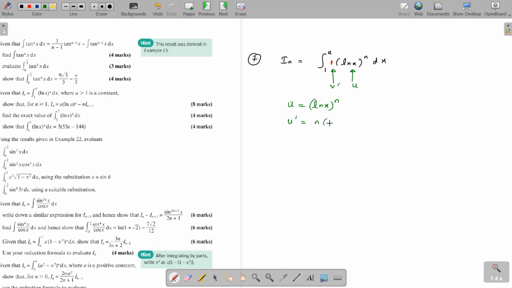n times (ln x) to the power n minus 1. First finish off the power, then go inside. The differentiation of ln x is 1 over x. So basically u dash is n times (ln x) to the power n minus 1 over x. Then the next one is v dash. v dash is 1, which means v, the integration of 1 with respect to x, is x. Okay, then let's input the values.